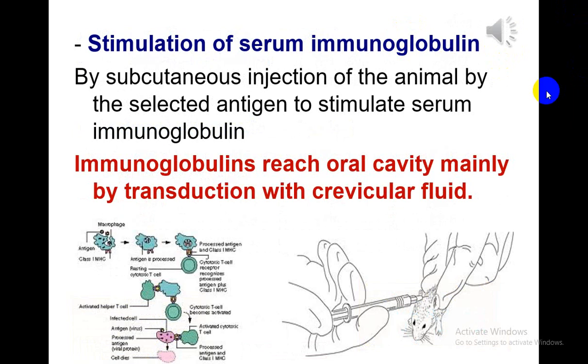The other method of vaccination leads to stimulation of serum immunoglobulin, precisely immunoglobulin G, in addition to immunoglobulin A and immunoglobulin M. This is achieved by subcutaneous injection of the animal with the selected antigen. The immunoglobulins will reach the oral cavity through transudation with crevicular fluid.